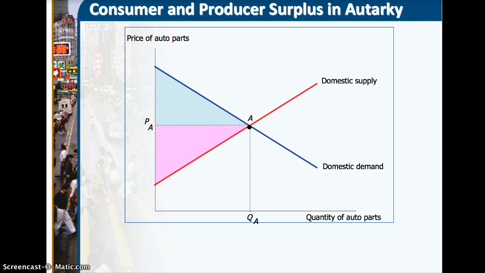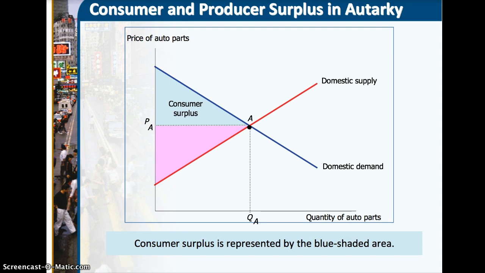Consumer surplus is a measure of welfare gains to consumers by participating in the market. Producer surplus is a measure of welfare gains to producers by participating in the market. In the absence of trade, domestic price is PA, the autarky price at which the domestic supply curve and the domestic demand curve intersect. The quantity produced and consumed domestically is QA. Consumer surplus is represented by the blue shaded area, and producer surplus is represented by the pink or red shaded area.